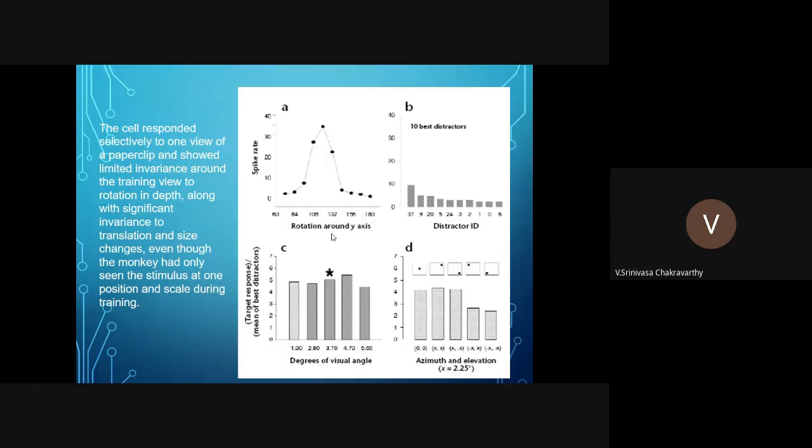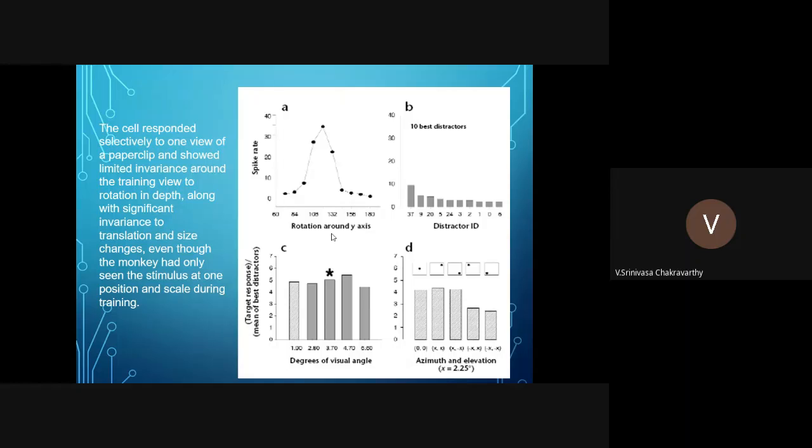So when you rotate the object on the y-axis, it shows that there is a sharp tuning, because an object rotated on the vertical axis is not the same object. It can be very different objects. So you don't want too much invariance for that. And just like in Tanaka's experiment, in Logothetis's experiment also, neurons are not very invariant to rotations.